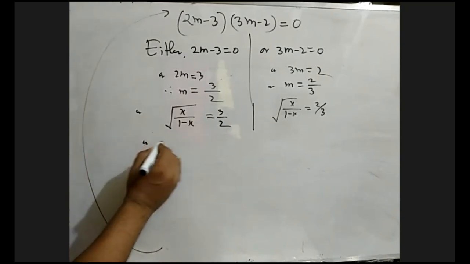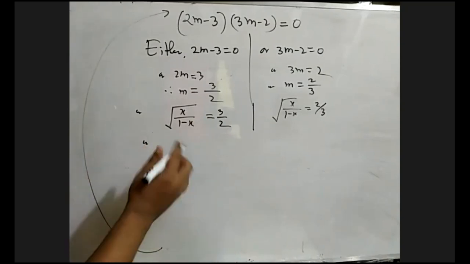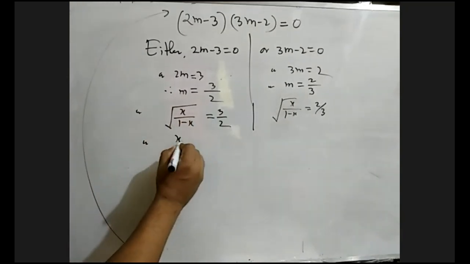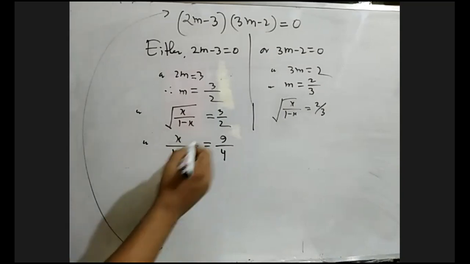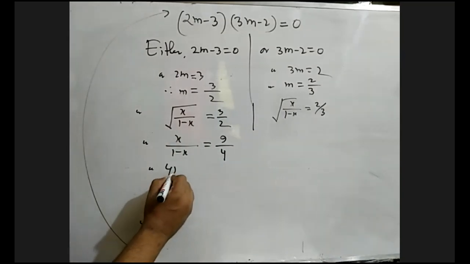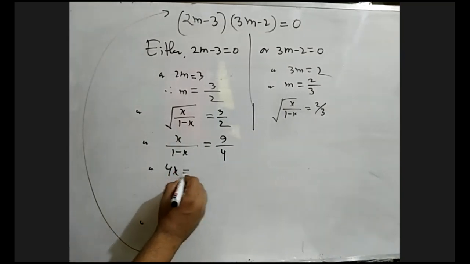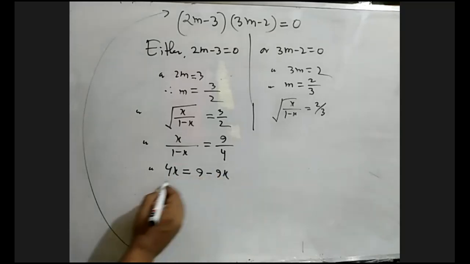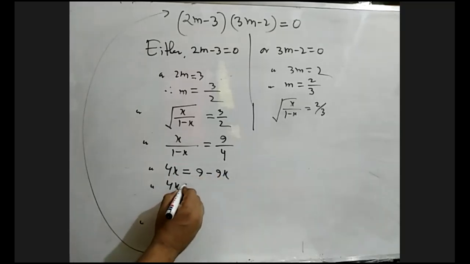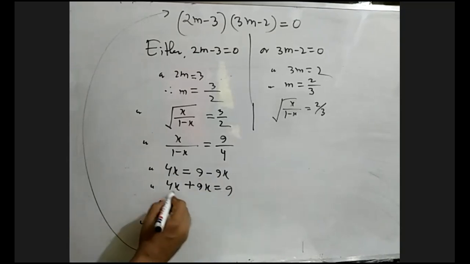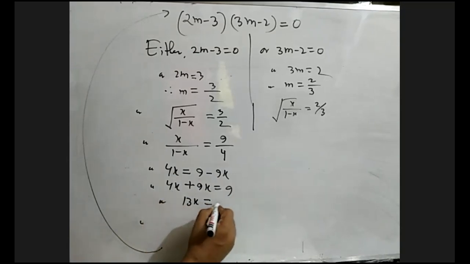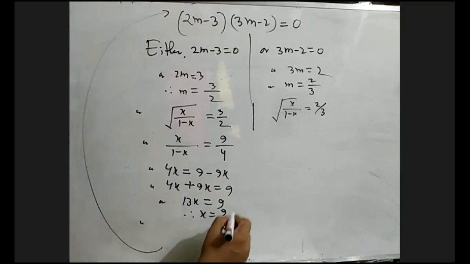Just squaring on both sides, we get x divided by 1 minus x equals 9 by 4, squaring on both sides. Now by cross multiplication, 4x equals 9 minus 9x, or 4x plus 9x equals 9, or 13x equals 9. Therefore, x equals 9 by 13.